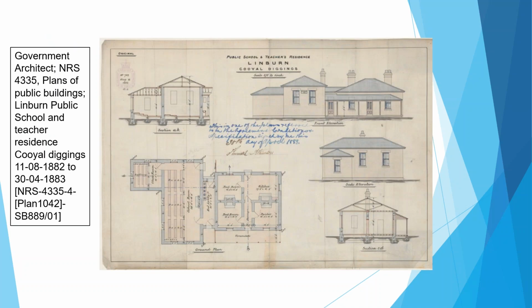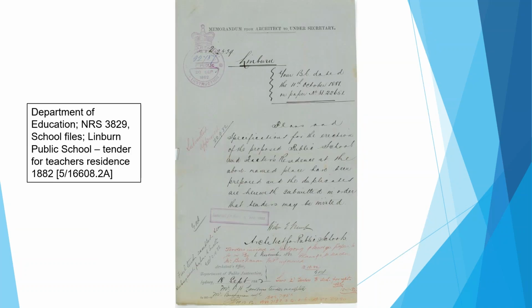This is just a nice little drawing of a plan, I suppose, really, of the public school and the teachers' residence at Lindburn. So it's a tiny little house with a tiny little school on it. Beautiful drawing back in 1882. When we go to the school file, we've also got the document where they've requested the tenure to build that school building.